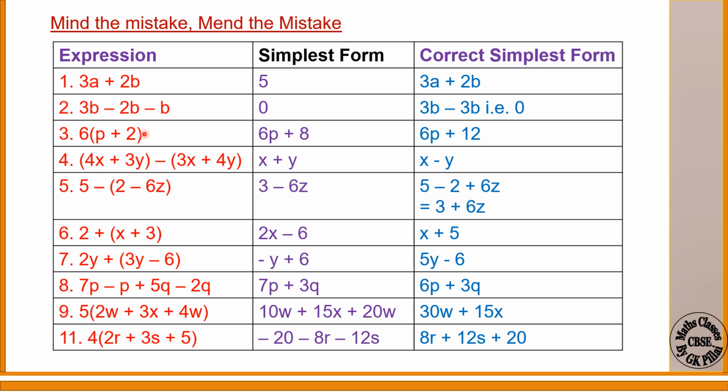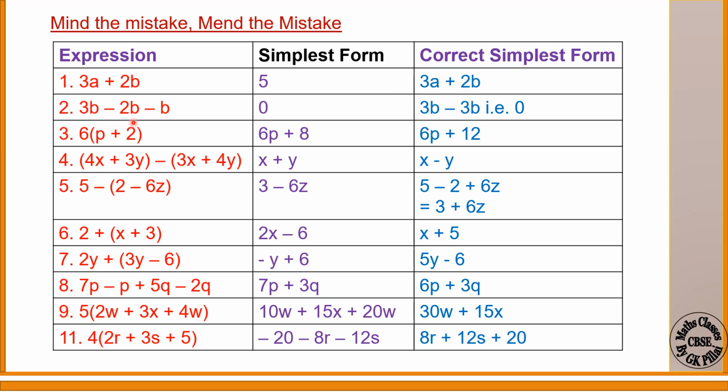Now this one, once again it is mind the mistake and mend the mistake. So in the first column, these two columns are given in the textbook and this is not given. Let me read this. 3a plus 2b. The simplest form is 5 here, which is wrong. You cannot do anything. It will be 3a plus 2b only.